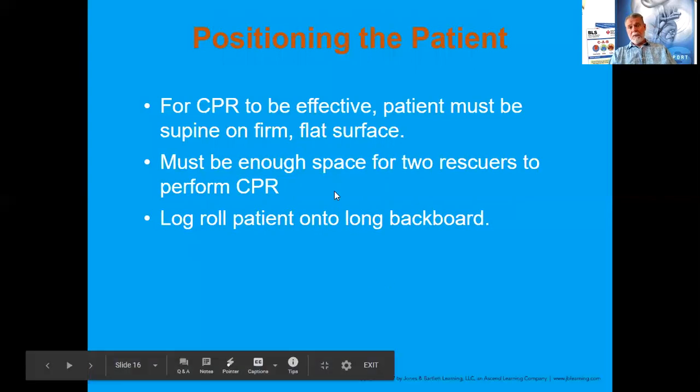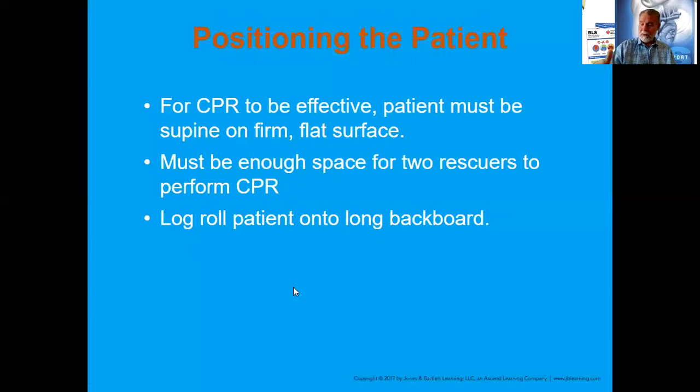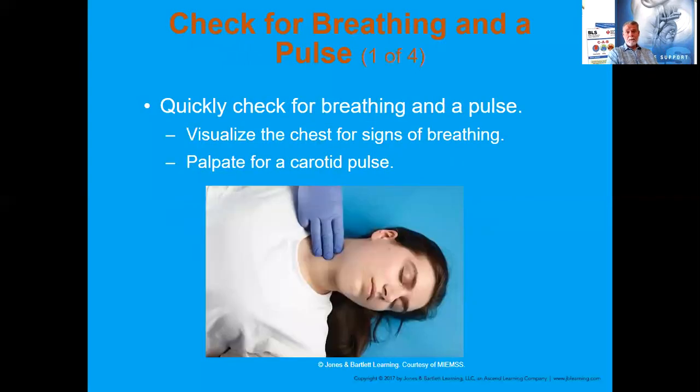Enough space for two rescuers would be great. Initially, you may only have space for yourself until team members show up and provide some additional resources or help, right? If nothing else, just start the compressions. You've called 911, or if you show up to the patient first, you start the compressions after you determine they're not breathing, there's no pulse, and then the expectation is that your partner's going to bring your additional equipment with you. So checking for breathing and a pulse, based on your AHA protocols, are done simultaneously, right?